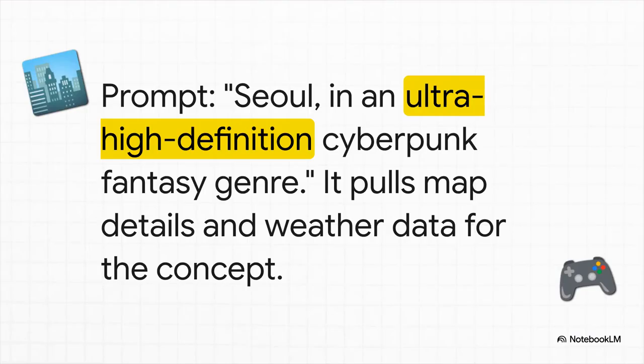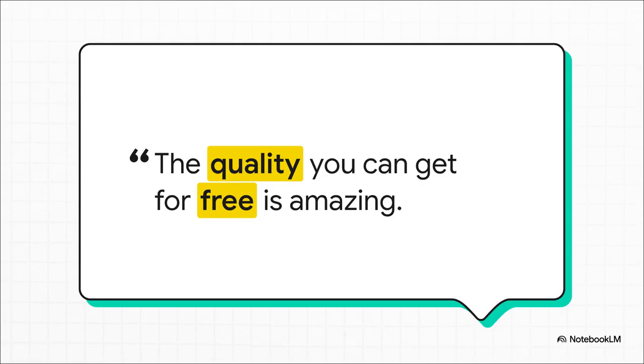So, for our first test, we gave it this really creative but pretty complex prompt for a game concept. And honestly, the result was pretty stunning. With just that one sentence, Opal didn't just spit out some text. It built an entire concept page. And get this, it was pulling in live map data and even weather data for Seoul to really flesh out this cyberpunk world. Wild. And this is exactly where you really feel that wow factor with Opal. To get this level of quality for free in literally just a few seconds, it's genuinely, seriously impressive.